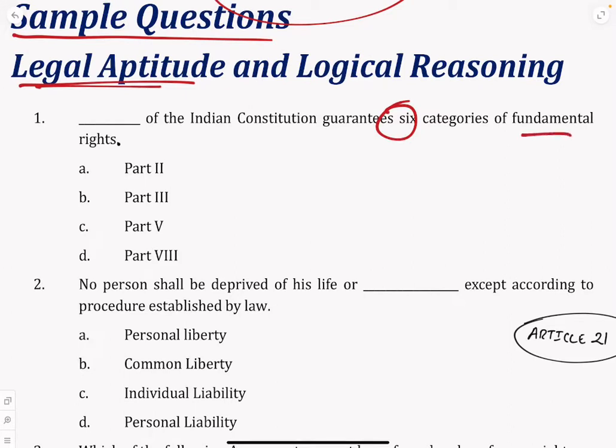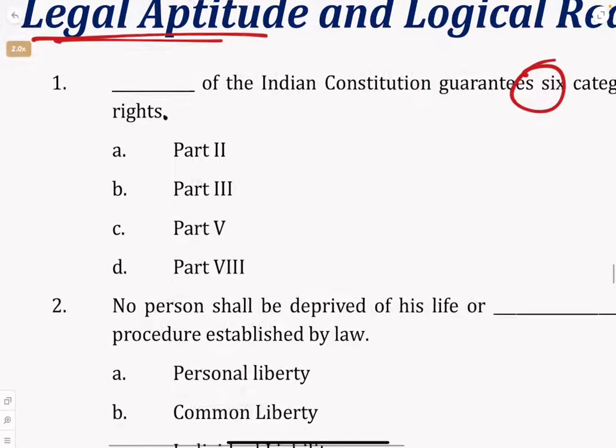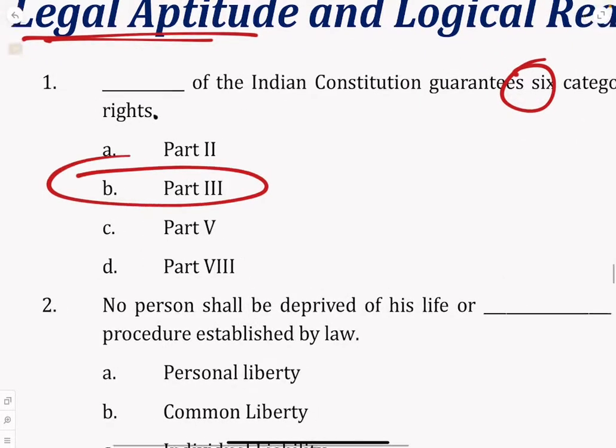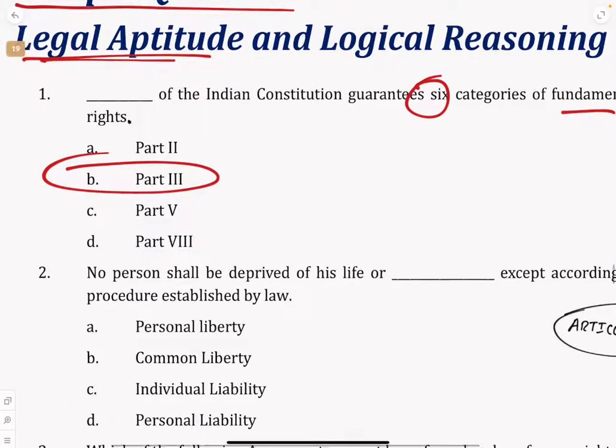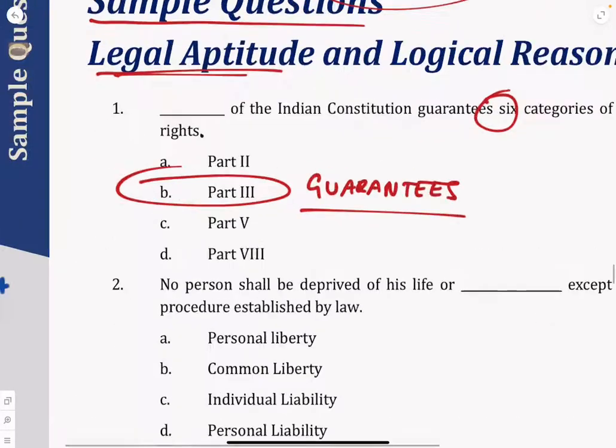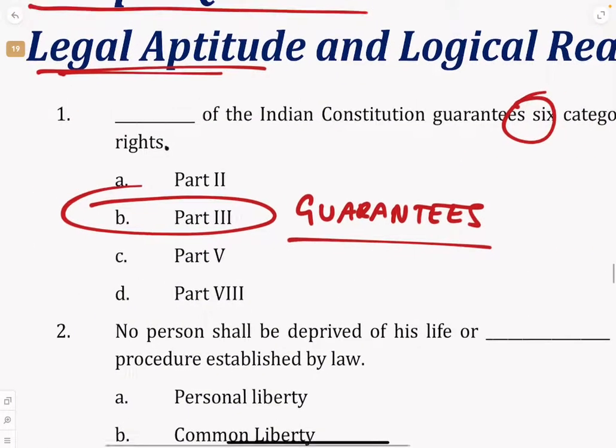So they have given the option part 2, part 3, part 5, part 8. So the answer is part 3. We know very well part 3 of the Constitution of India guarantees fundamental rights. So the important word is guarantee. That is for all the citizens of India and also people who are in India, even for example foreigners. So that is part 3 of the Constitution of India.